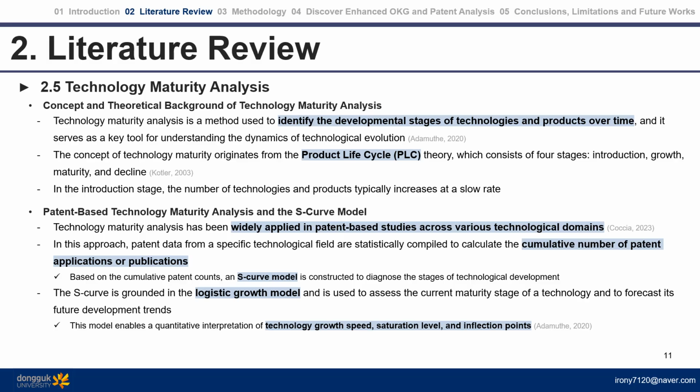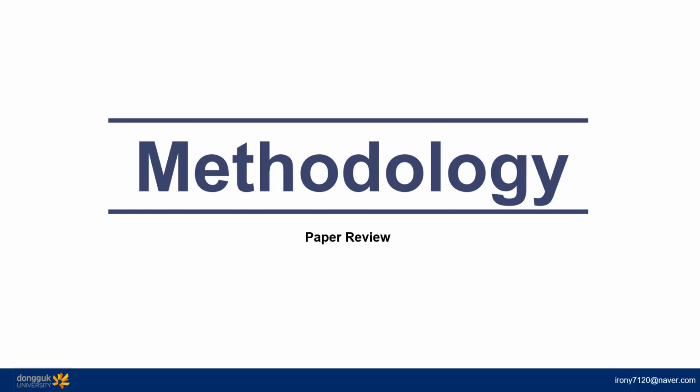In this approach, patent data from a specific technological field are statistically compiled to calculate the cumulative number of patent applications or publications. The S-curve is grounded in the logistic growth model and is used to assess the current maturity stage of a technology. This model enables a quantitative interpretation of technology growth speed, saturation level, and inflection points.